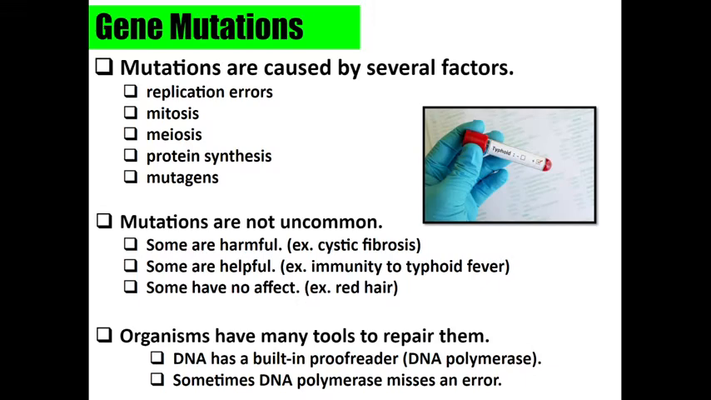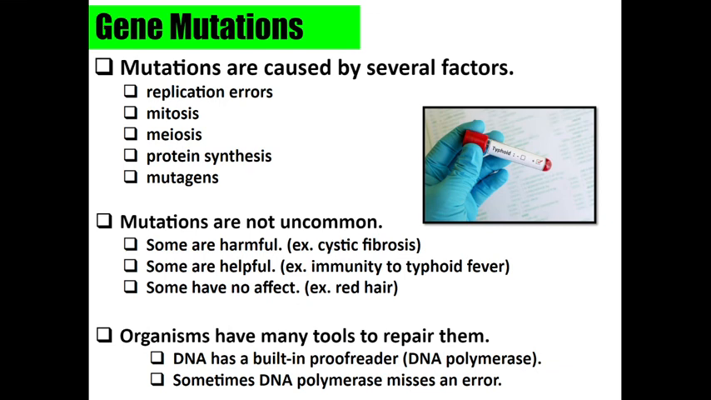Now, mutations are not uncommon. As examples, we have some that are considered harmful, like cystic fibrosis, some that can be helpful, like people being born with an immunity to typhoid fever or other kinds of illnesses, and then we have some that have no effect, like red hair. Red hair is not an uncommon genetic mutation, but does not have a specific negative outcome on the person who displays this mutation.